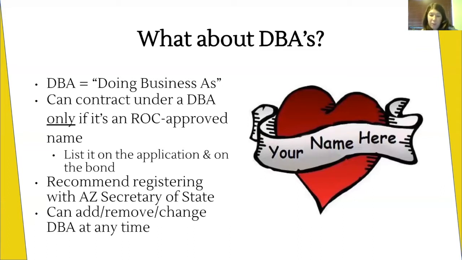And this is just a recommendation, but you can register your DBA with the Arizona Secretary of State. And you can also add a DBA anytime. If you don't do it with this first application, you can add it later on. You can remove it at any time, and you can also update it if you just want a new DBA. And that's done through a name change form, which can be found on our website. An example of you can't have a DBA that doesn't match your license scope: I am a roofing contractor. I can't have Jim's Electrical as my DBA, as an obvious one that would be denied.